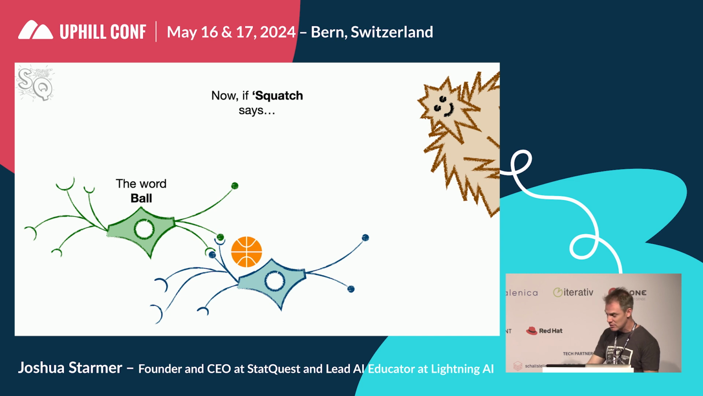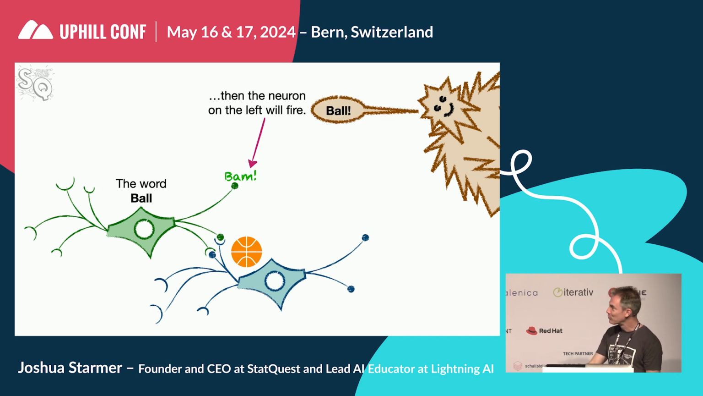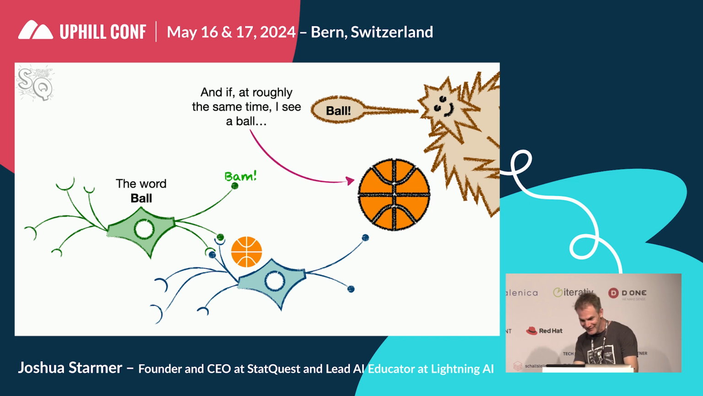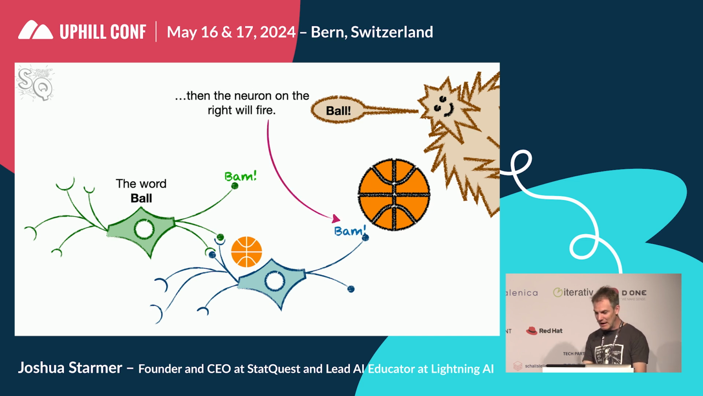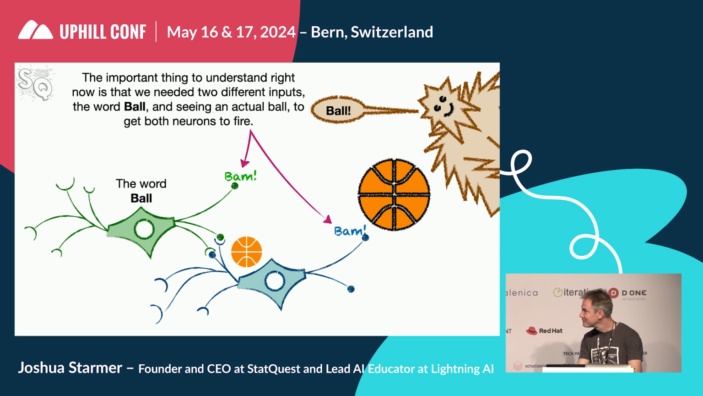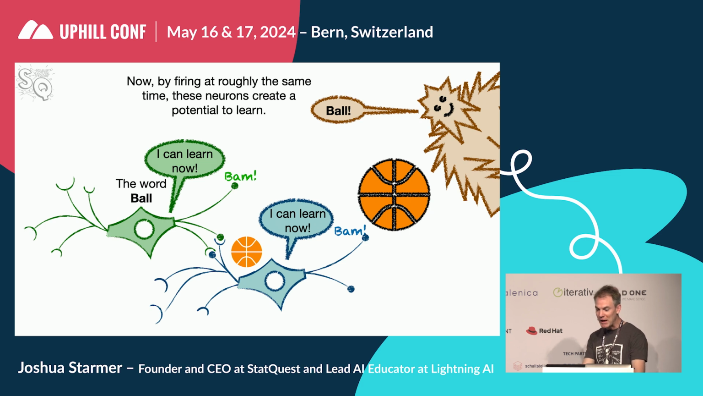Now, if Squatch says, ball, then the neuron on the left will fire. Bam. And if at roughly the same time I see a ball, then the neuron on the right will fire. Bam. The important thing to understand right now is that we needed two different inputs, the word ball and actually seeing a ball, to get both neurons to fire. Now, by firing at roughly the same time, these neurons create a potential to learn.